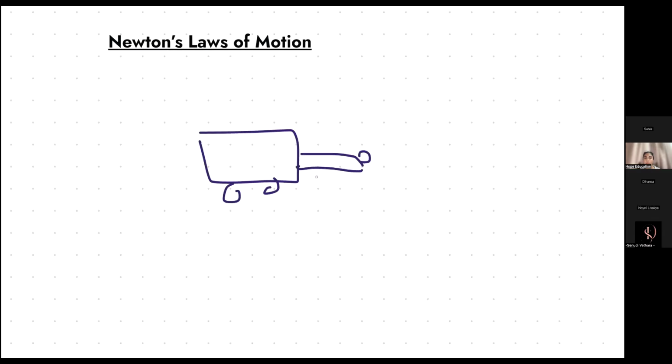The cart driver is making sure that the cart is going forward. Right? Right? So the bull is applying a force, right? Because it is like pulling the cart forward.